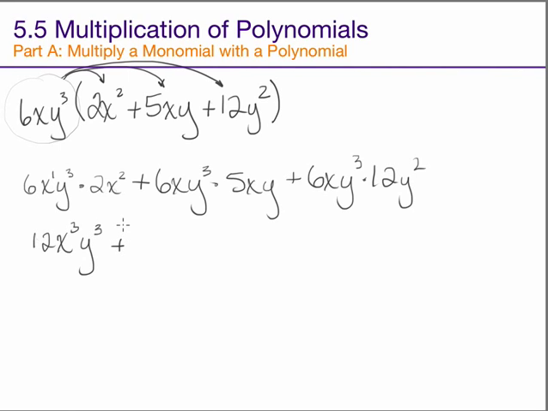Plus 6 times 5 is 30. X to the 1 times x to the 1 is x squared. Y cubed times y to the 1 is y to the 4th. Plus 6 times 12 is 72. X to the 1 times, there's no other x factor, so just x to the 1, or just x. Y cubed times y squared is y to the 5th. So this is my final answer.